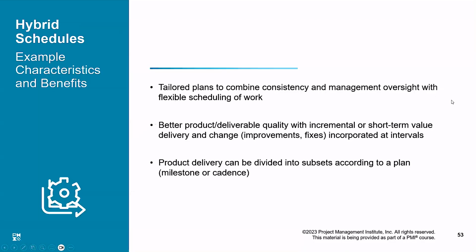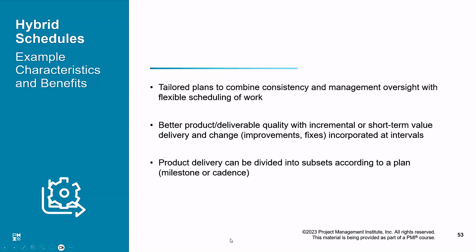Therefore, benchmark is important. A little bit on the hybrid side: in case you feel that everything is not possible as waterfall, you can use hybrid. You can tailor the plan to combine consistency and management oversight with a flexible schedule. You can do some flexibility in the scheduling, and you can have better product quality, incremental and short term. Basically, I'm trying to say it's improvement and fixes. Both things are there in the hybrid.